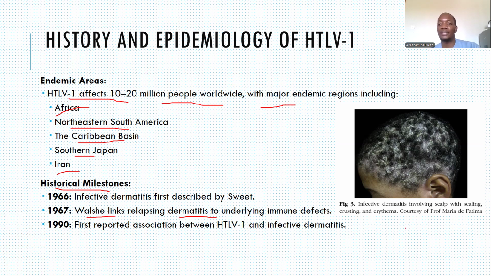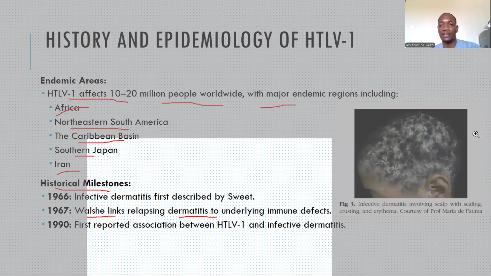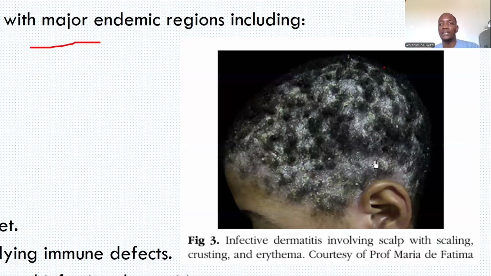In this picture I have displayed here, this is how the scalp of a child will look in case they get this infective dermatitis. They'll get these eczematous eruptions, crusting, and edema that commonly cover the scalp, the neck, the axilla, and the groin. Those are the common sites of predilection, and that's how the scalp will look.